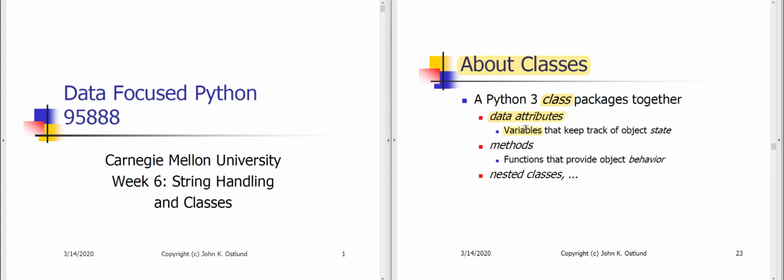For data attributes, we have to have variables that keep track of the current state, or the current knowledge, if you will, of the current object. And we have methods, which are functions, although some of these can be special functions that can be accessed using operator symbols like plus and times and so forth. These methods provide the so-called behavior of the objects of the class. Now, it's also possible within a class to have a nested class, but that's a little beyond what we need to worry about for this introduction.